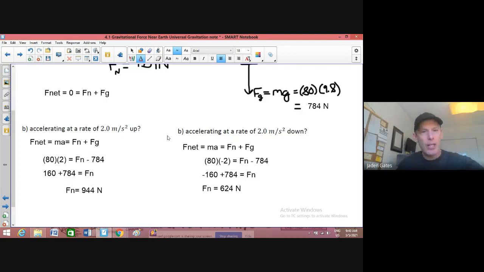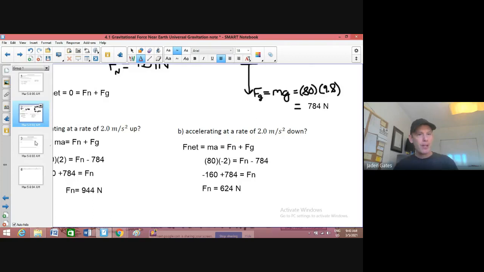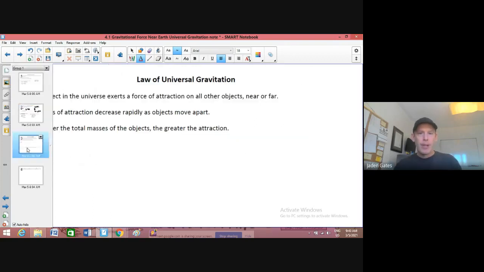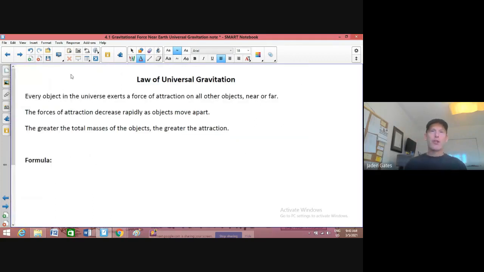All right, now we get to the next part. Because I talked about the force of attraction of gravity, and that's towards Earth. And so what we're going to look at here is the law of universal gravitation. Anytime you got two things, they are attracted to each other. So every object in the universe exerts a force of attraction on all other objects, near or far.